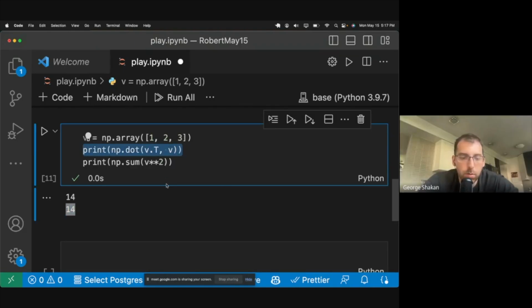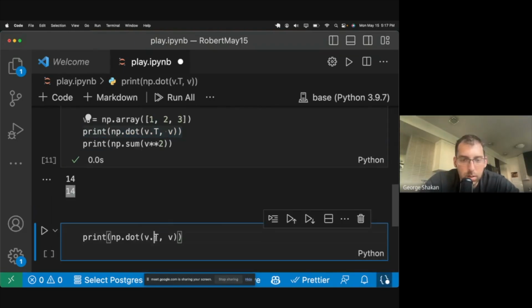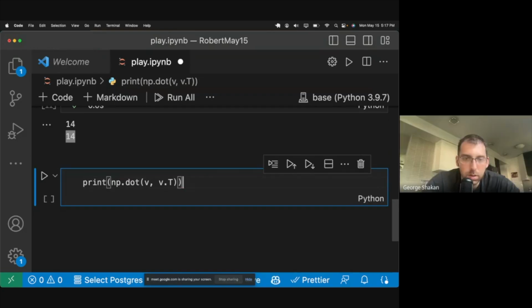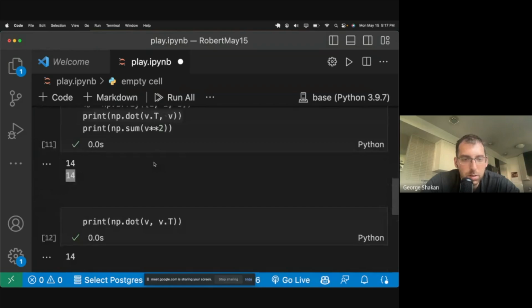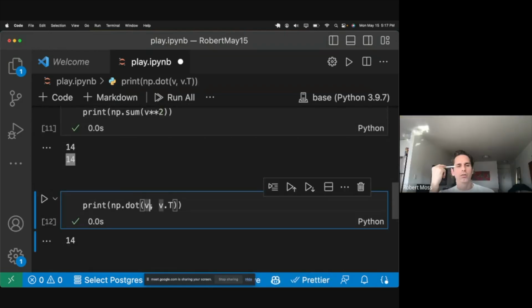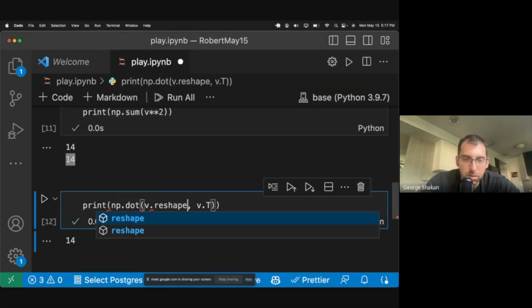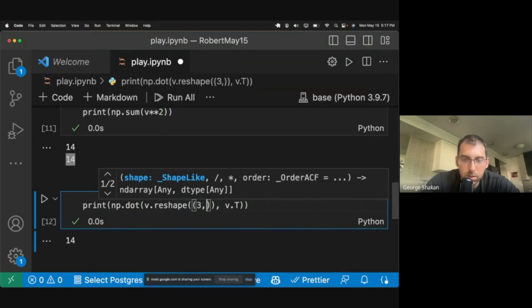We talked about what happens if you accidentally put the transpose on the second one. You'll get a 3 by 3 matrix. Well, yeah, you should get a 3 by 3 matrix. I think it's just the way NumPy is working.